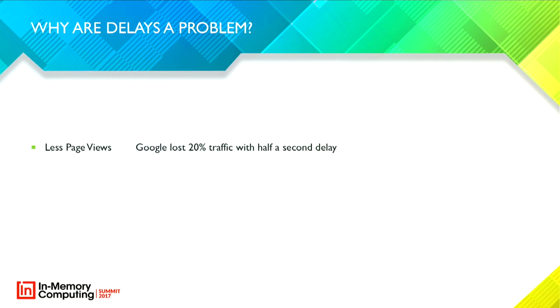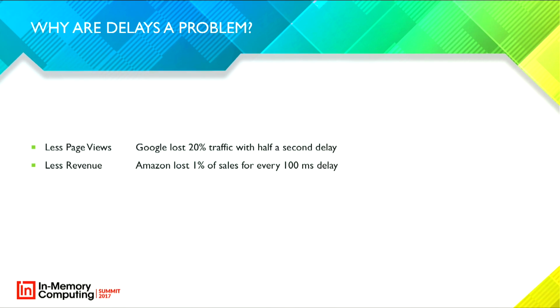And what about costs then? Okay, it's fun if it's fast, but what are the costs if it's not fast? Google made an investigation, and they lost 20% of traffic with a half second delay. And 20%, that's a lot of traffic for Google because they have a lot of traffic. Amazon did another experiment. They lost 1% of sales for every 100 milliseconds delay. So delay is a cost. It's costing you and your company money.